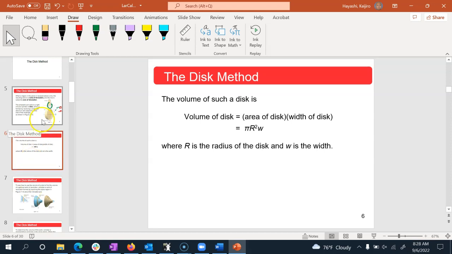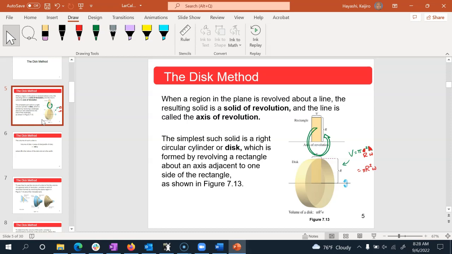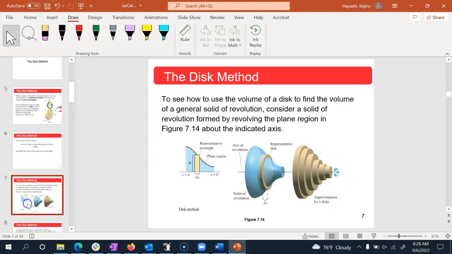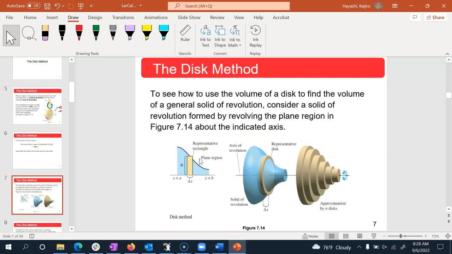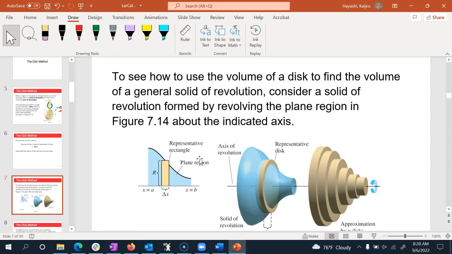Now, so this involves taking a rectangle, rotating around until it forms a disk. Now, if you have a bunch of rectangles, and you rotated that bunch of rectangles out to form a bunch of disks, it might look something like this. So imagine that there is a curve that sort of looks like this, some sort of function of x. This is one of many possible representative rectangles that you could use to sort of approximate the area underneath, right?